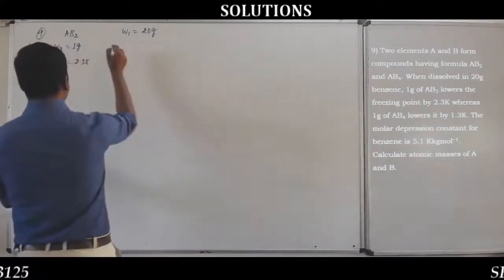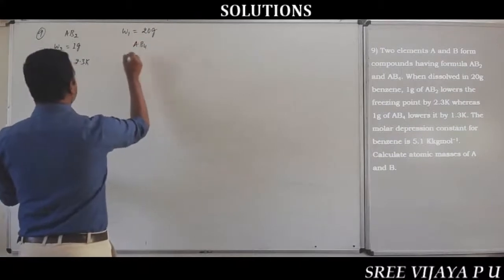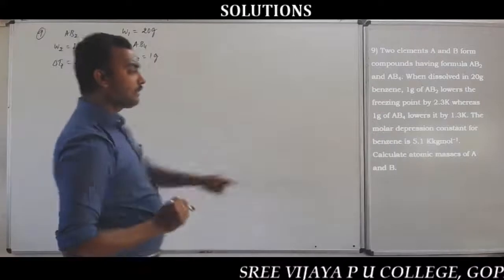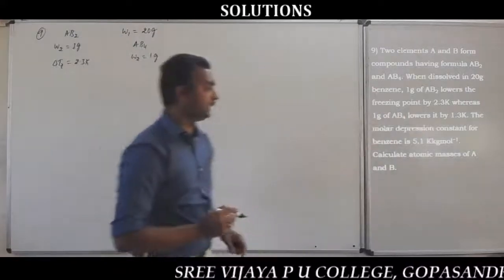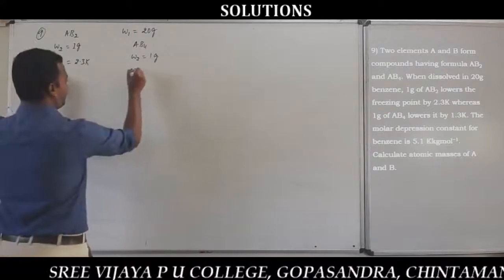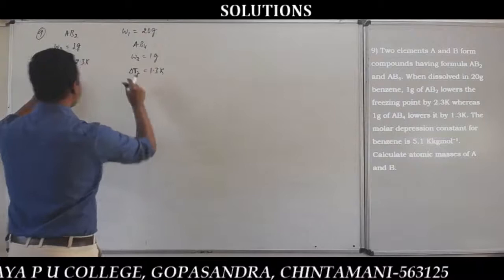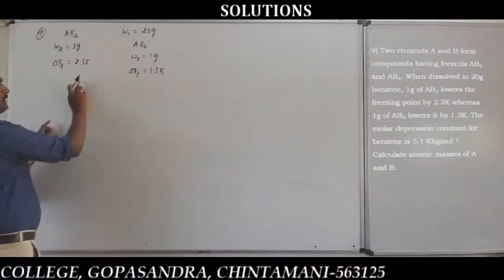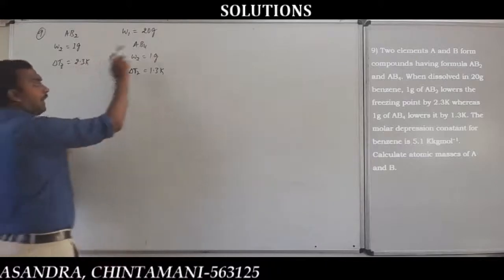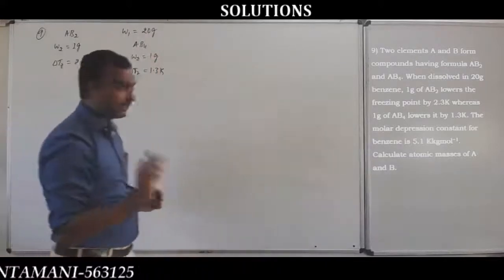Take the other solute here, AB4 is the formula. For the AB4 solute, W2 is equal to how much? Again 1 gram. 1 gram of AB4 lowers the freezing point by 1.3 Kelvin. So delta Tf is equal to 1.3 Kelvin. For 1 gram of AB2 and solvent 20 gram of benzene, the depression of freezing point is 2.3 Kelvin. For 1 gram of AB4 and 20 gram of benzene, the depression of freezing point is 1.3 Kelvin.